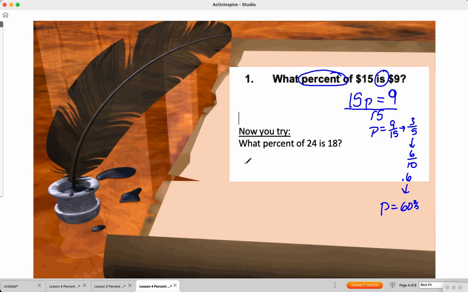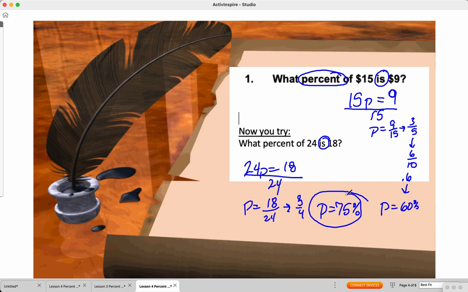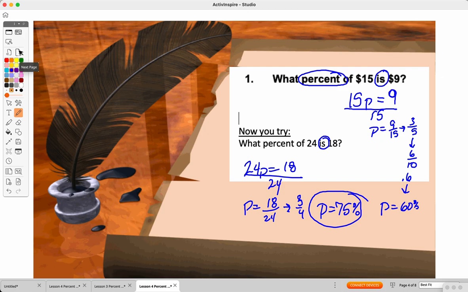All right, so again, similar problem, 24P equals, again, there's that "is," 18. This time I'm going to divide by 24. P is going to equal 18 over 24, which simplifies to 3/4. And then most of us can go, oh, well, 3/4 is 0.75. 0.75 is 75%. That 18 is 75% of 24. That's how we find percent.